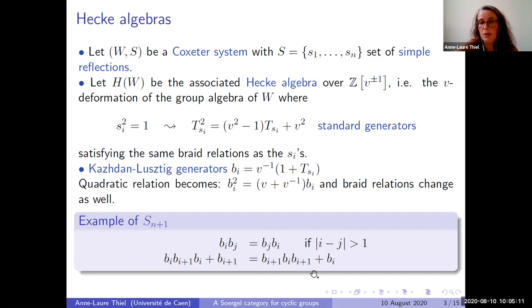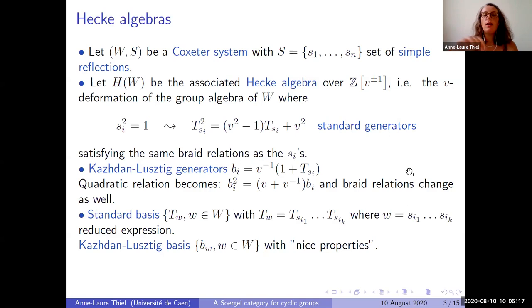And we have two particular bases that we want to consider when we are studying Hecke algebras. The first one is the standard basis. It's indexed by the elements of the Coxeter group, and the standard basis element of such an element is just given by the product of the standard generators associated to the reflections that appear in a reduced expression of the element. The other one is the Kazhdan-Lusztig basis, and I won't say much about it, just that it's a basis with very nice properties and containing a lot of representation theoretical information.